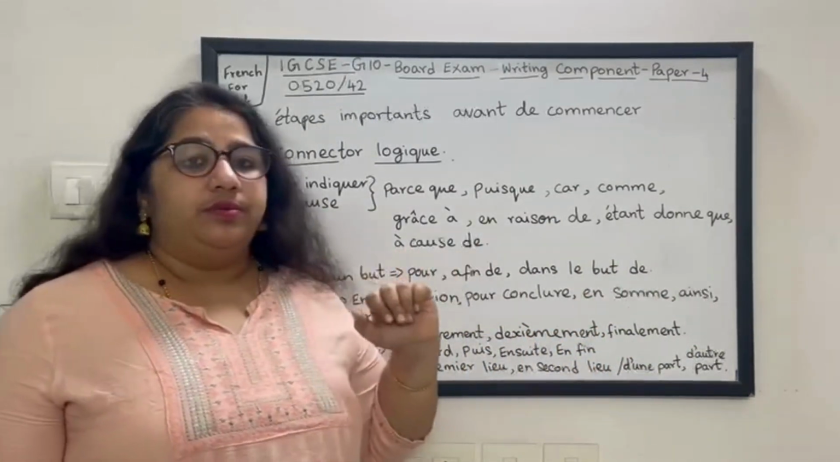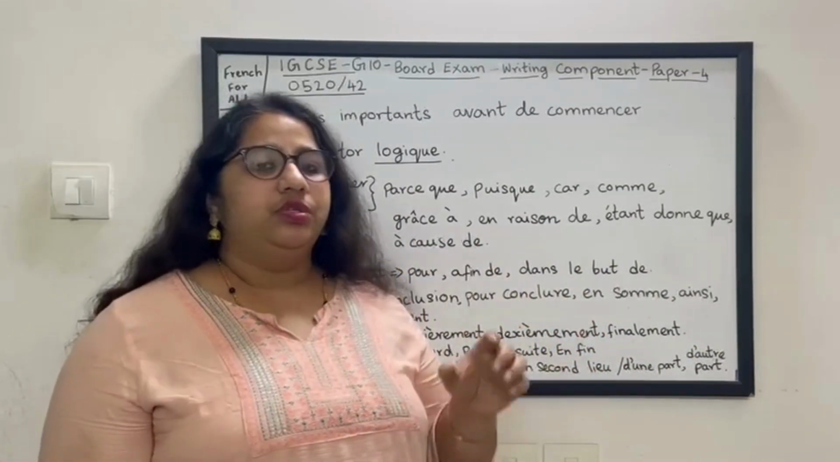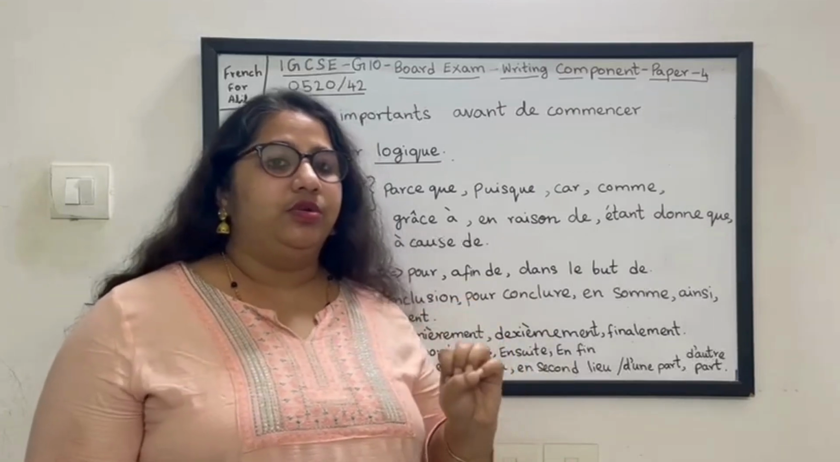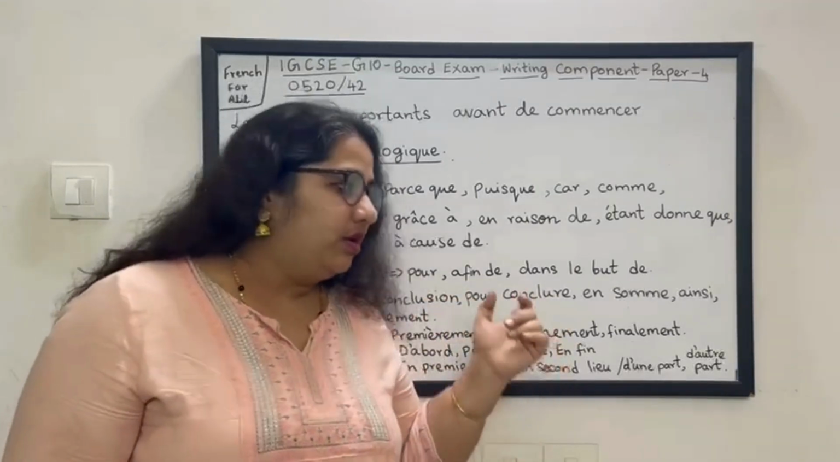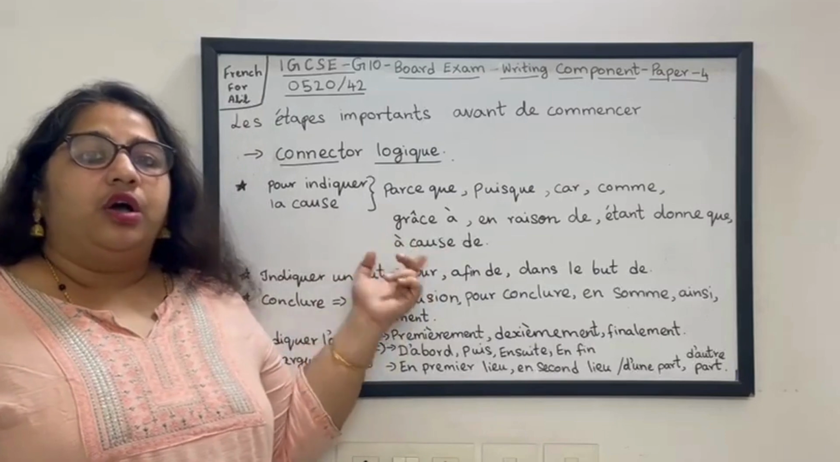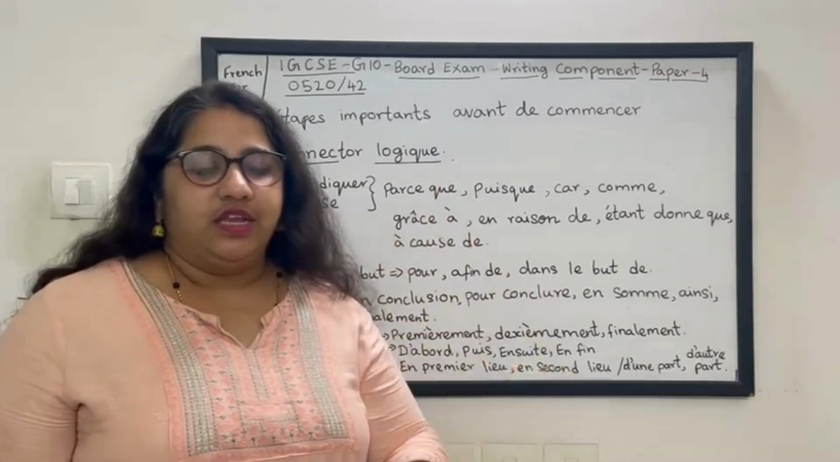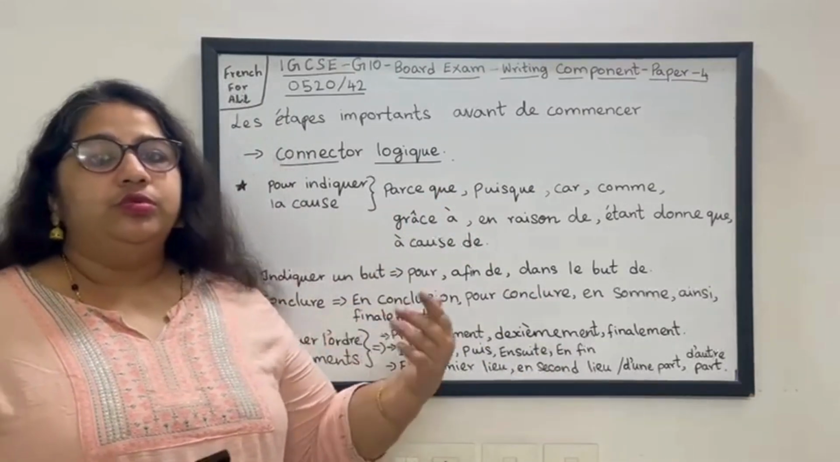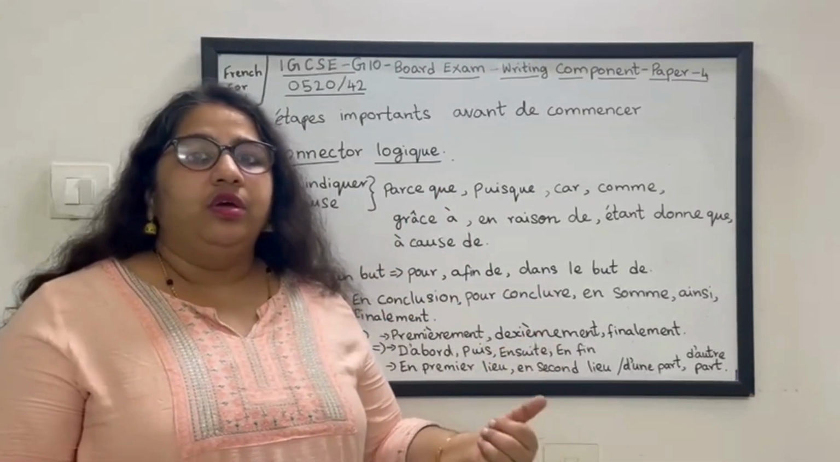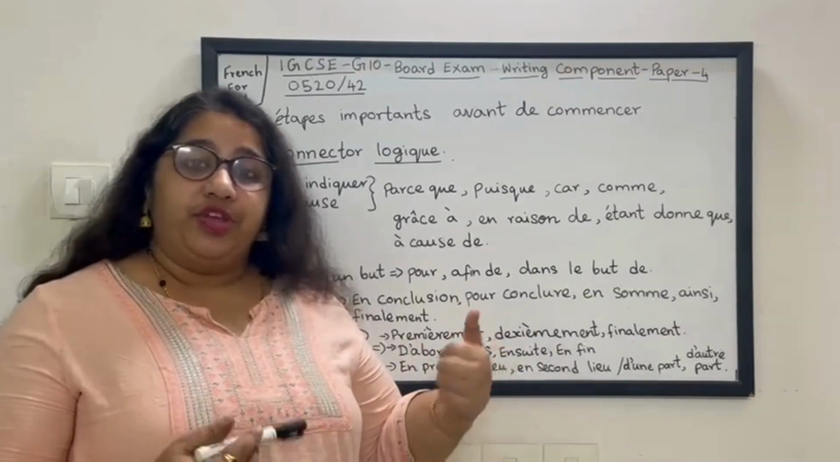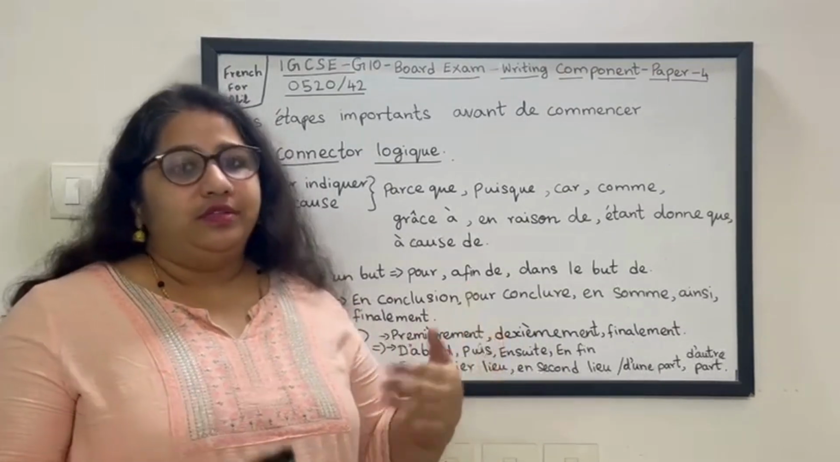À cause de is used for a negative reason, to tell about a reason in a negative manner. We use this: À cause de COVID-19, nous avons travaillé chez nous comme le télétravail.